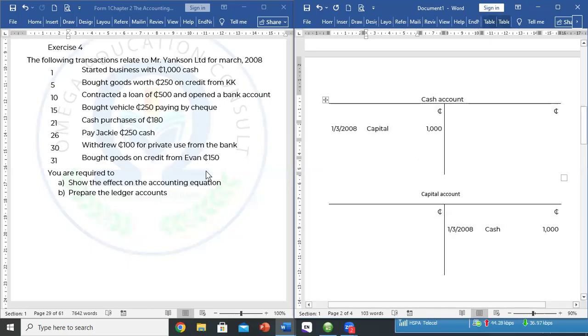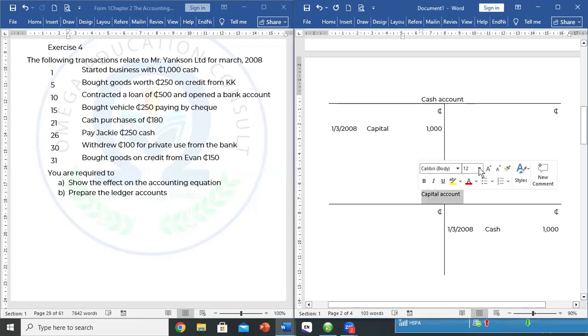Okay, please, any question? Any question? Okay, so you see why it is important for you to know the effect it has on the element, because if you know the effect, then you can apply the double entry principle. For example, if an asset is increasing, you debit the asset, and if capital is increasing, you credit. So it's very important you remember that.